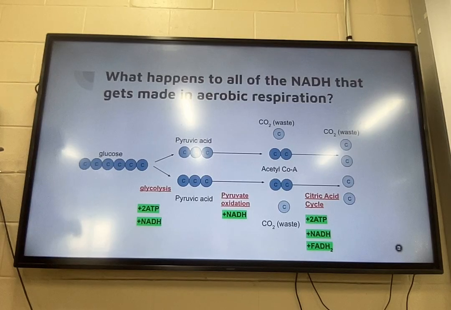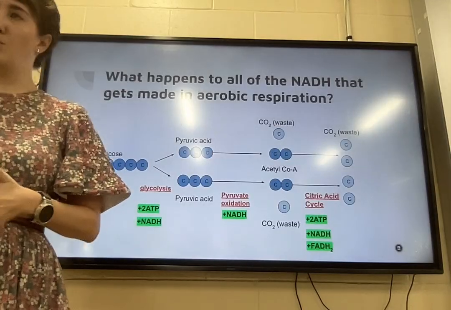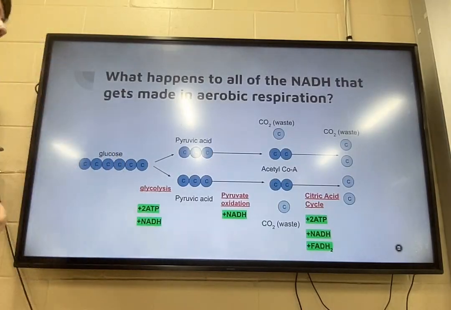The electron transport chain and ATP synthase, right? They take all of that energetic stuff. They take the electrons and the hydrogens to the electron transport chain and drop them off with those proteins. Those proteins use the electrons and pump hydrogen ions, and then those hydrogen ions power the ATP synthase.